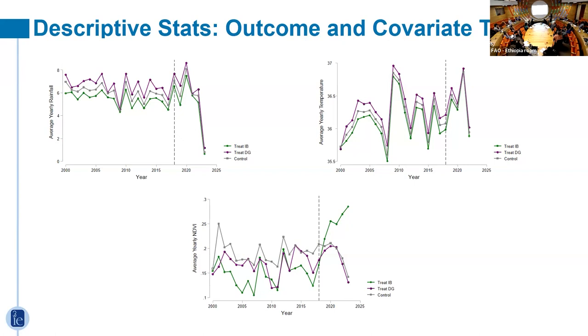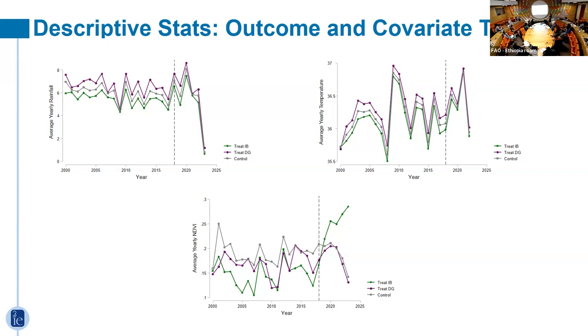And so just looking in the top row at our covariates, rainfall and temperature, we can see similar trends both before and after in those covariates, maybe slightly different levels, which we were controlling for. And you can see a dip in 2023 when there was a drought. So that aligns with our expectations and again is a reason to control for those.